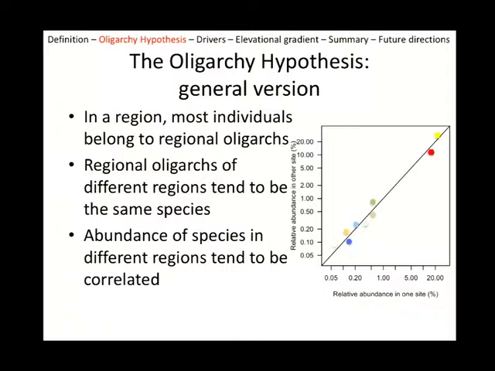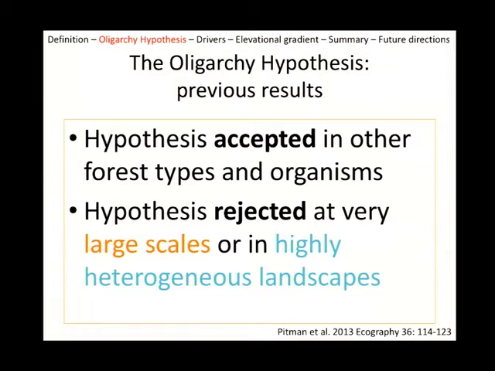So these are the 3 main points of this general version, and many studies have addressed these points in one way or another. And most of the studies that tested these ideas accepted the oligarchy hypothesis in the sense that they found a limited set of frequent and abundant species, and these common species tended to be the same in different parts, different areas within their studied region.